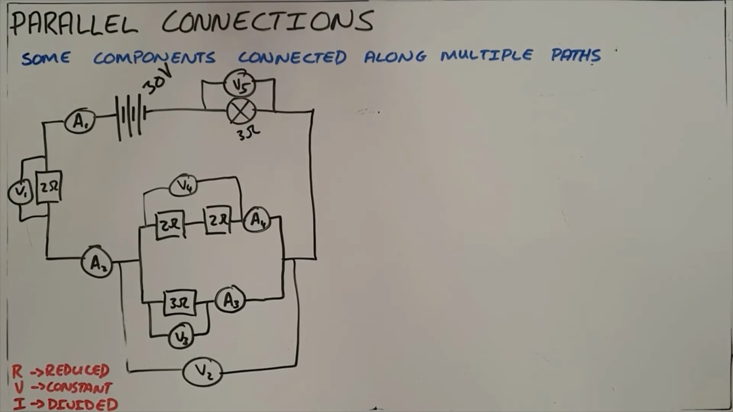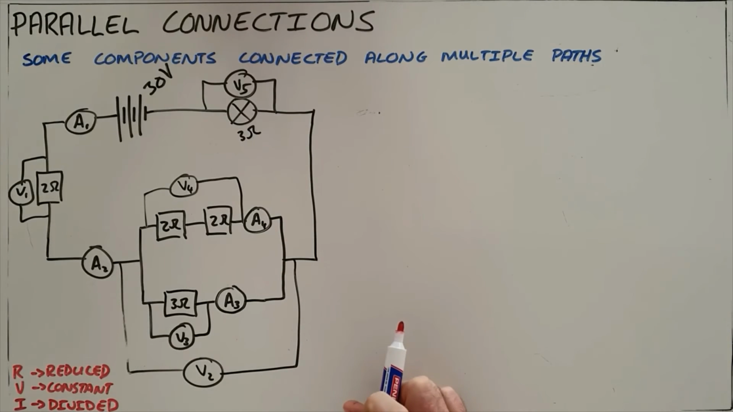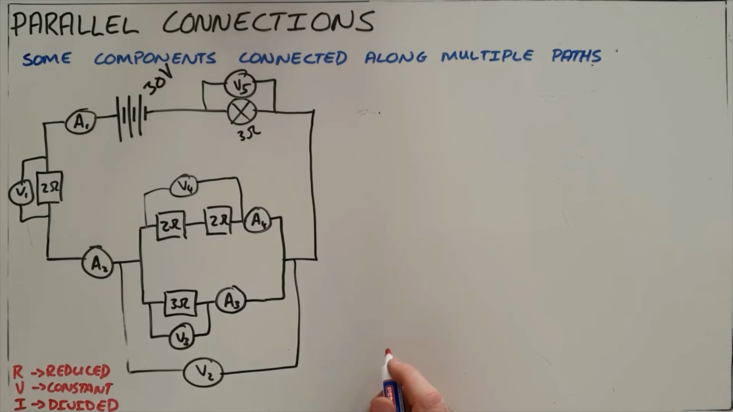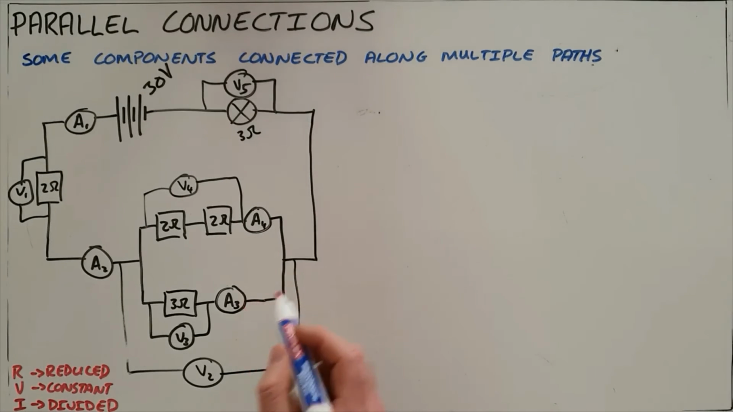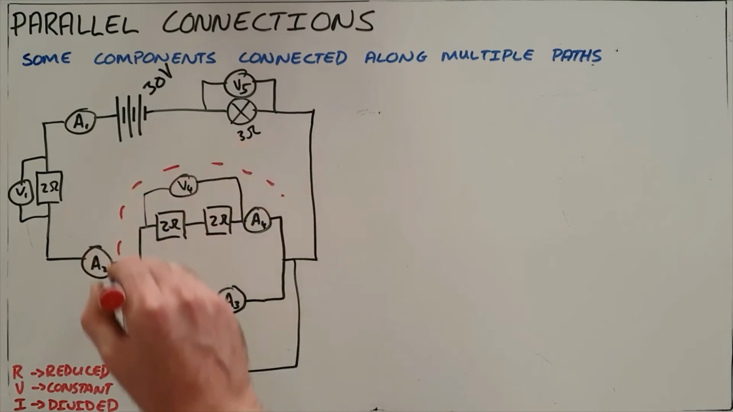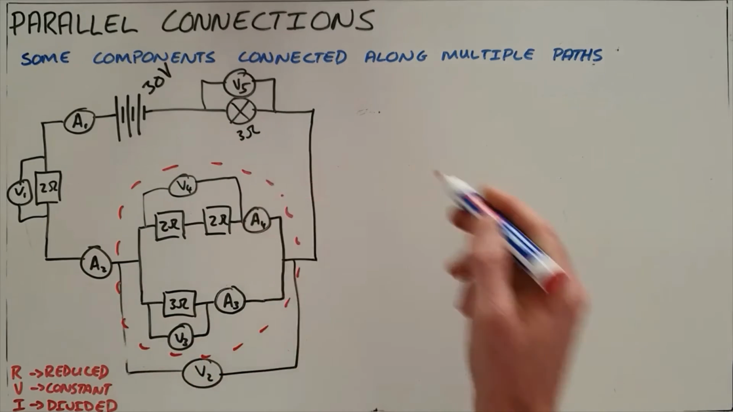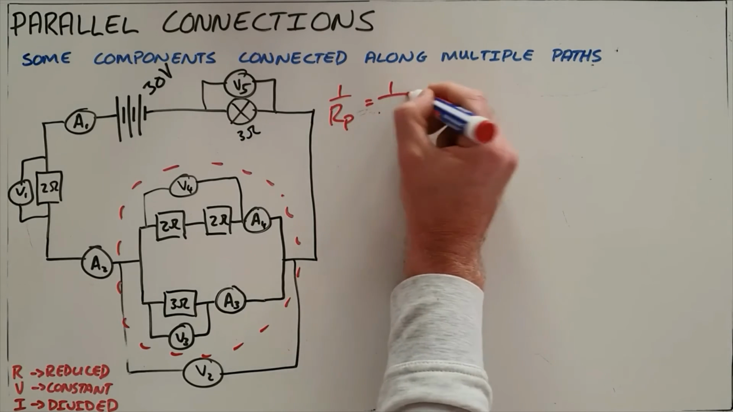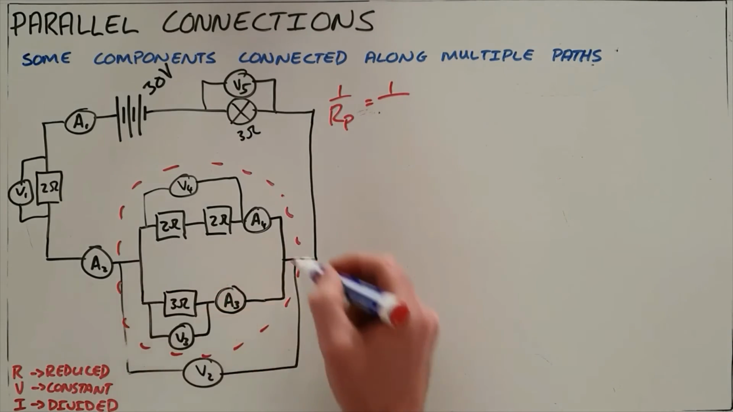Once we understand that current is always divided, voltage is always constant, and resistance is reduced in a parallel connection, we can once again use Ohm's law to perform calculations to find unknowns in these circuits or connections. So the first thing that you would always want to do in a parallel connection is calculate what the equivalent parallel resistance is, and that is done by taking the sum of each arm's resistance.